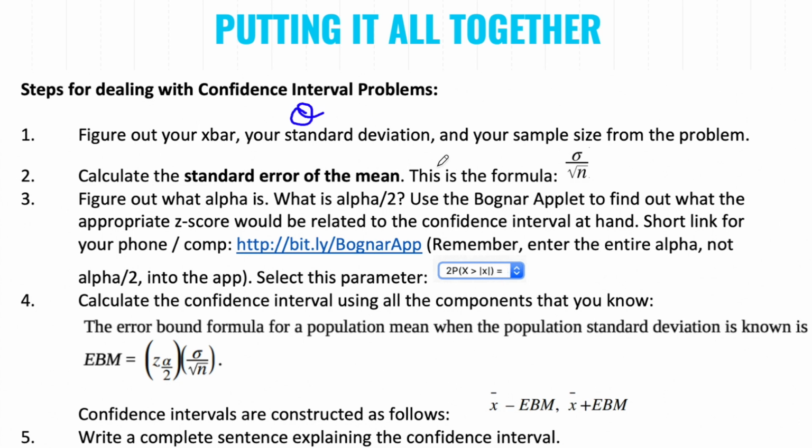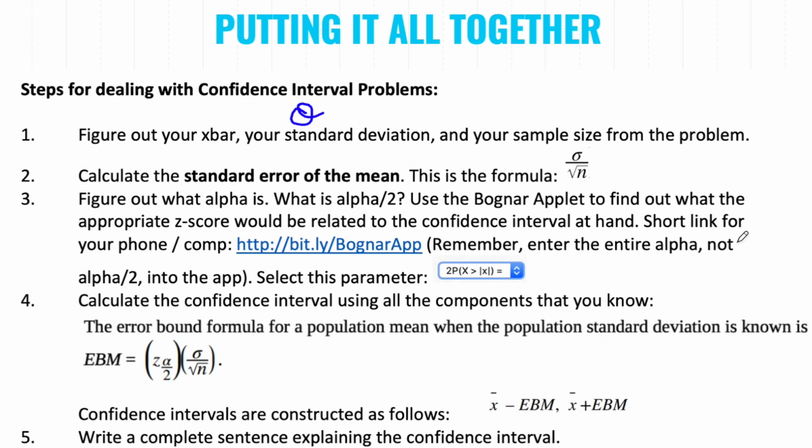Then you're going to calculate the standard error of the mean, and this is the formula. Take this population standard deviation and divide it by the square root of n. Then you want to figure out what your alpha is. So if you have a 95% confidence level, 100 minus 95 is 5. That's your alpha. And of course, you want to know what your alpha divided by 2 is.